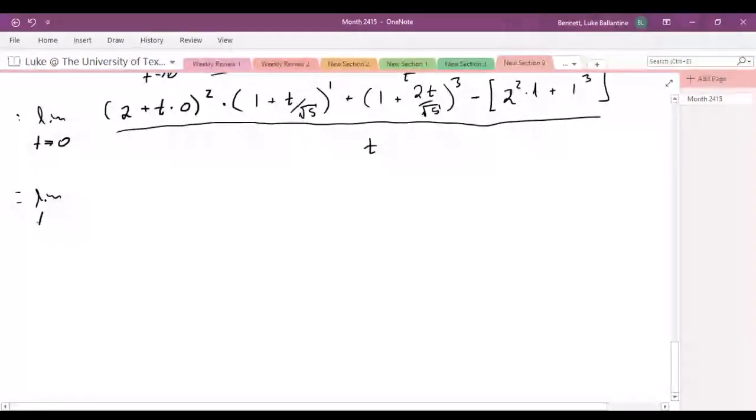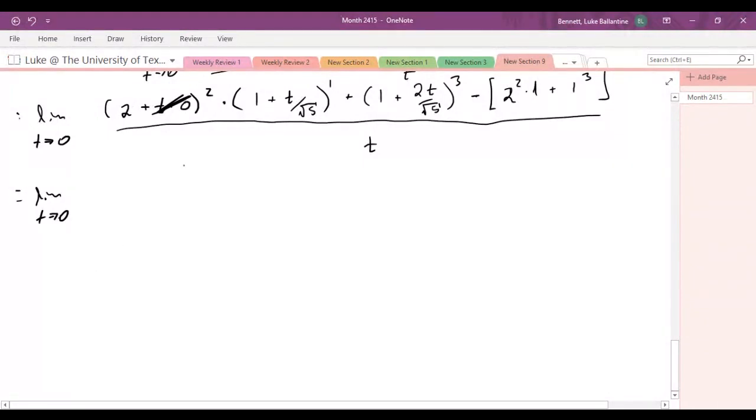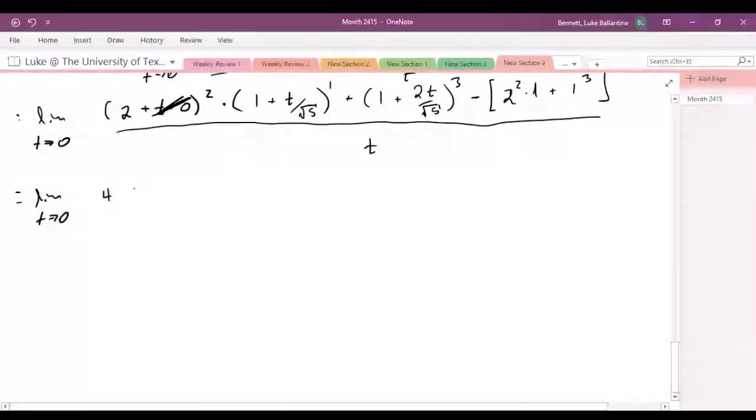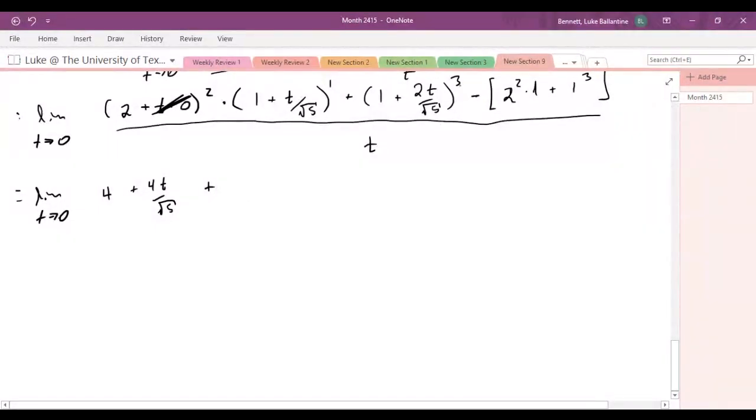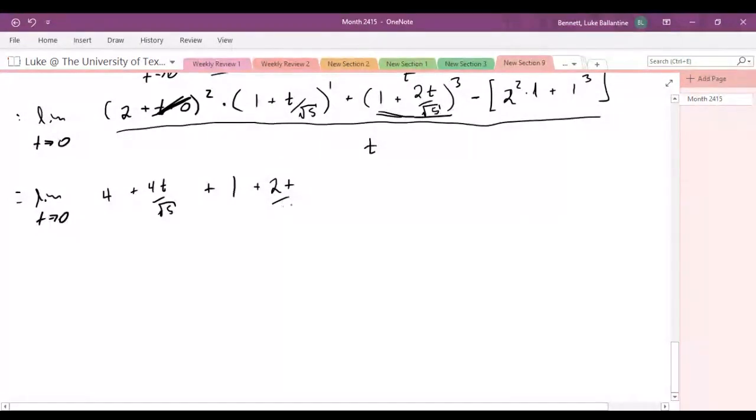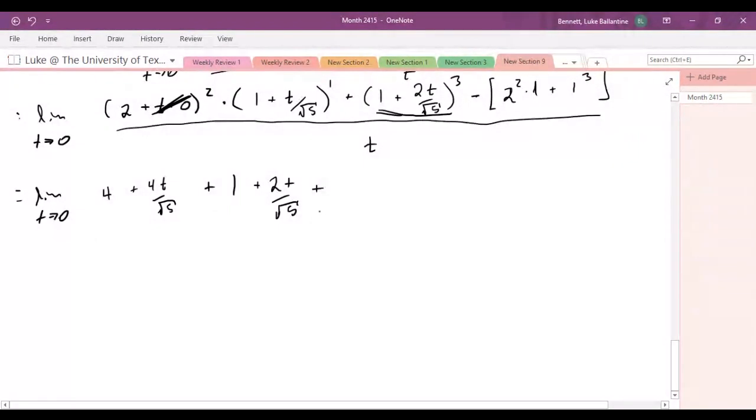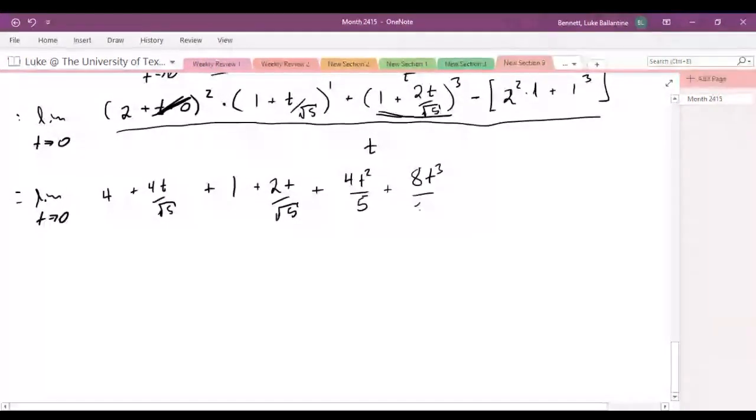So this is the limit as t approaches 0. Well, this t times 0 is just 0. So this is really just 2 squared right here, which is 4. Right, so we have 4 plus 4t over square root of 5, plus, and then we have to cube this expression right here. So that's going to be 1 cubed plus 1 squared times 2t over square root of 5 to the first, plus the first times 4t squared over 5, plus that term cubed, 8t cubed over 5 root 5.